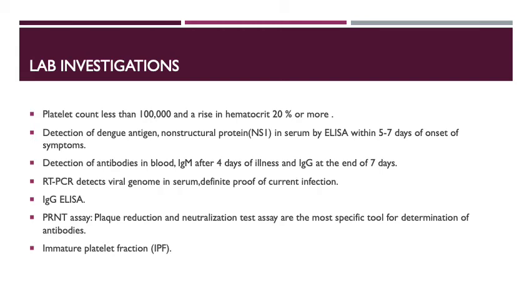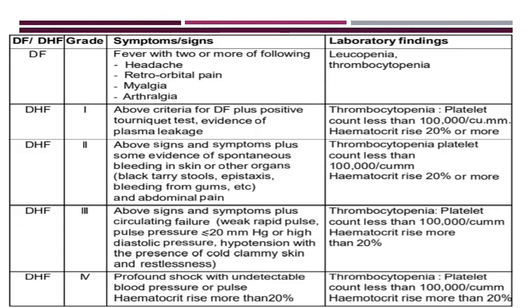Then is the PRNT assay, or the plaque reduction and neutralization test assay, and they are the most specific tool for determination of the antibodies. And then we have the immature platelet fraction. IPF of more than 10% means that the person is out of danger, and if it is less than 5%, platelet transfusion is required. And this is how we grade the severity of the dengue infection.